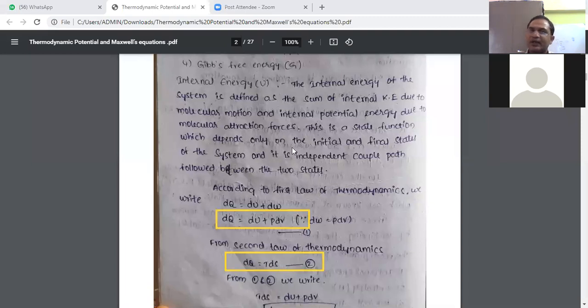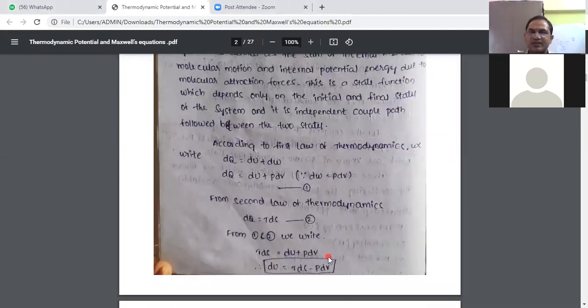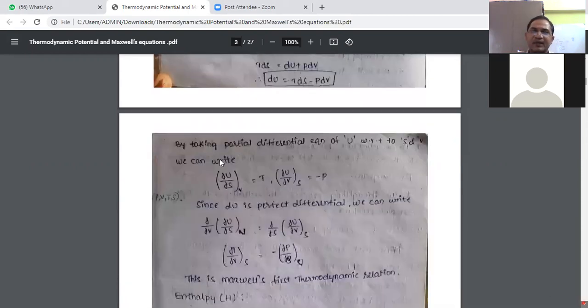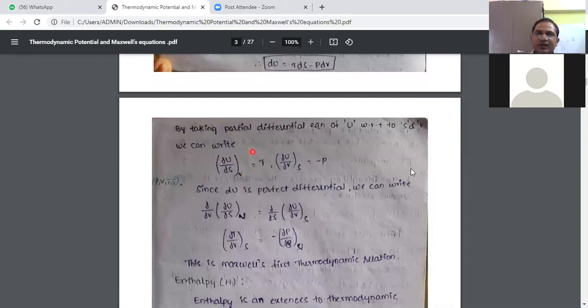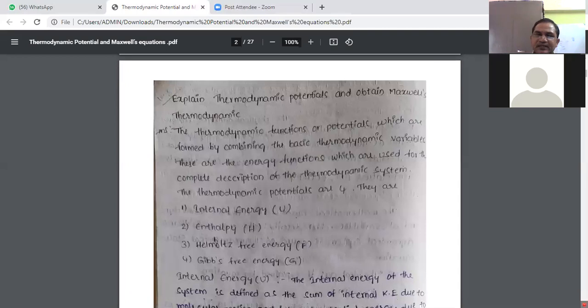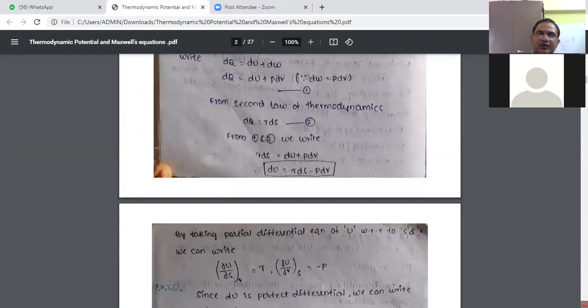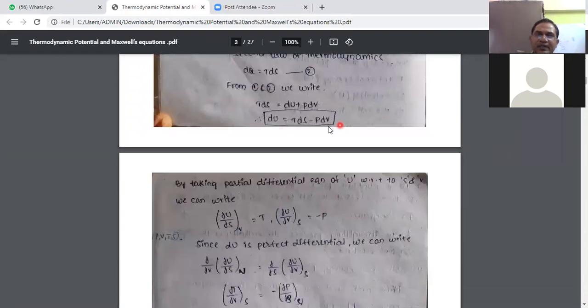we can write TdS is equal to dU plus PdV. From that, dU equal to TdS minus PdV. Okay, dU equal to TdS minus PdV. So here, differentiate that equation with respect to S at constant volume.